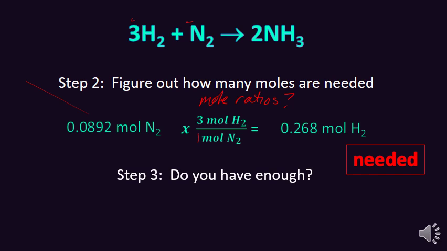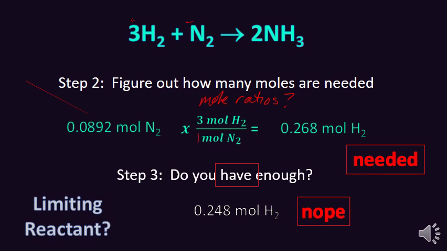So do I have enough hydrogen? Nope, I don't. I only have 0.248 moles of hydrogen, and to get all of the nitrogen to go away, I need more than that. So that means my limiting reactant is nitrogen. I said nitrogen. That was wrong. That means my limiting reactant is hydrogen. I do not have enough hydrogen.